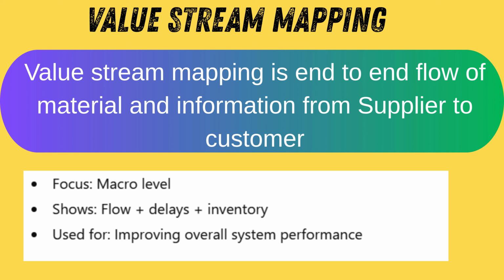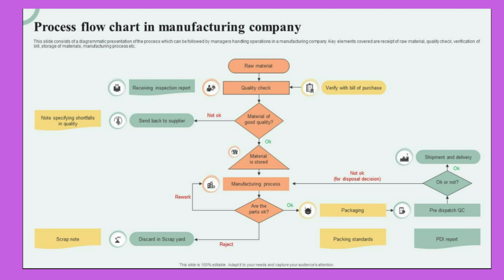Now let's understand value stream mapping in comparison. Value stream mapping is a high level visualization of the entire flow of material and information from supplier to customer. It focuses at a macro level, looking beyond individual processes to understand how the entire system performs. VSM highlights not just the flow but also delays, inventory buildup, and inefficiencies across the value stream. In simple terms, it is used to improve overall system performance by identifying and eliminating waste across the end-to-end process.